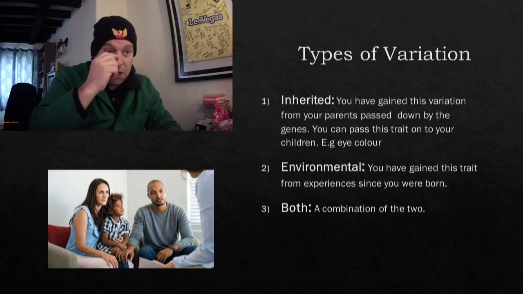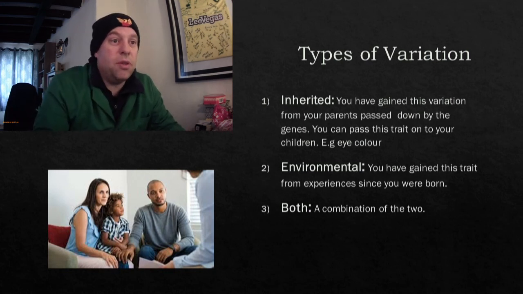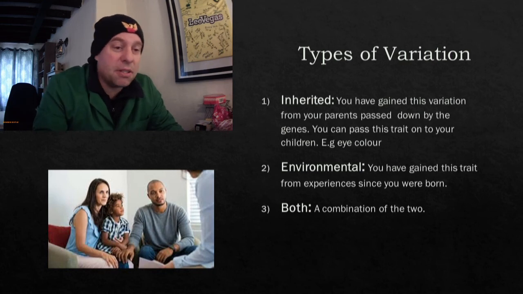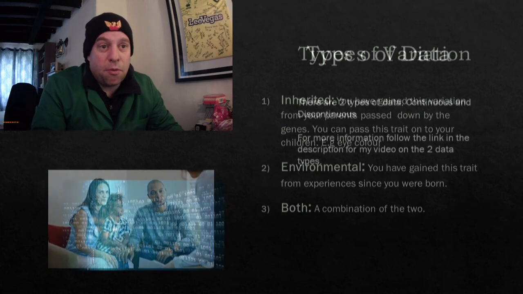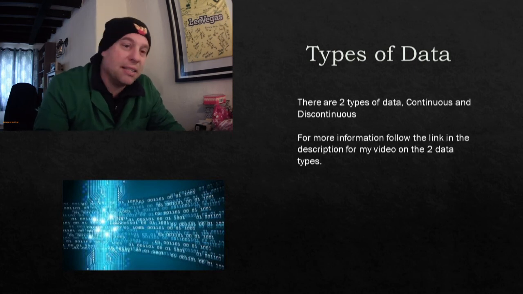So you need to fill out that column, and you need to decide for each of them whether you think it's inherited, environmental, or both. And there isn't for some of them necessarily a right answer. Then we come to the final column, and for the final column there are two types of data that you can put. It's called continuous and discontinuous.